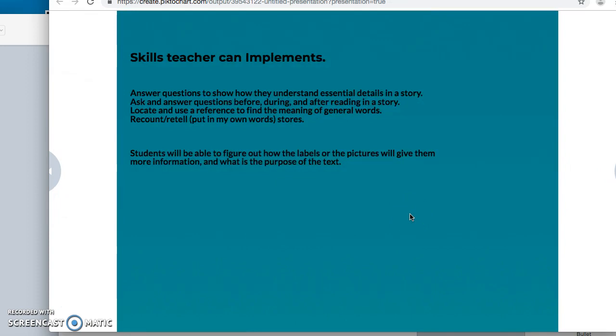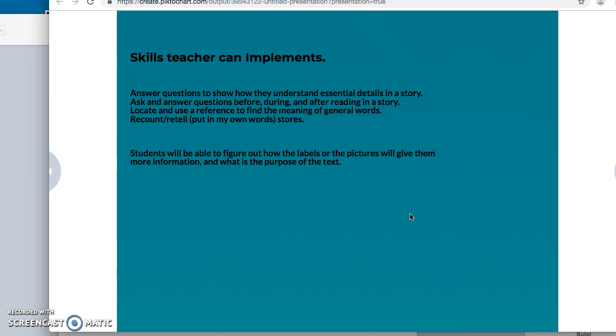Skills that the teacher can implement with the students based on the standard: students can answer questions to show how they understand details in a story. Ask and answer questions before, during, and after reading the story. So at the beginning of the story they answer questions, during the story they answer questions, and at the end. And locate and use a reference to find the meaning of a general word.